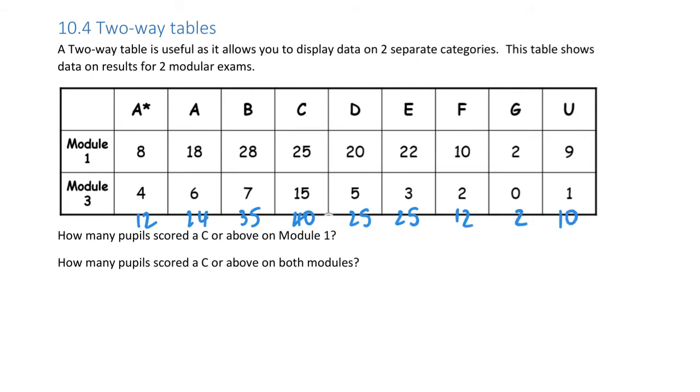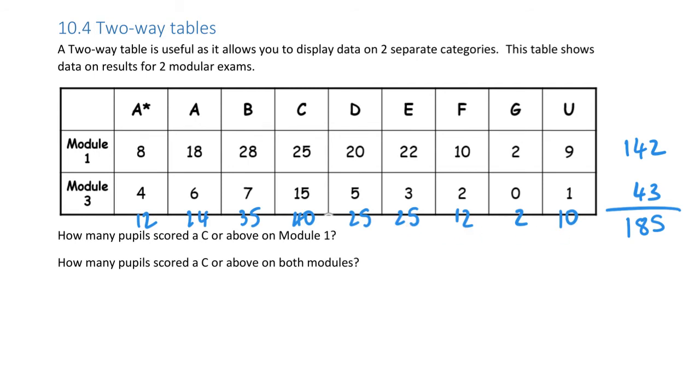We could work out the total number of people in Module 1 by adding together 8, 18, 28, 25, 20, 22, 10, 2 and 9 to get 142. Same for Module 3, so we could add 4 and 6 and 7, 15, 5, 3, 2, 0 and 1 to get 43. If we add these two, we get 185, and that should be the same as if we were to add 12, 24, 35, 40, 25, 25, 12, 2 and 10.